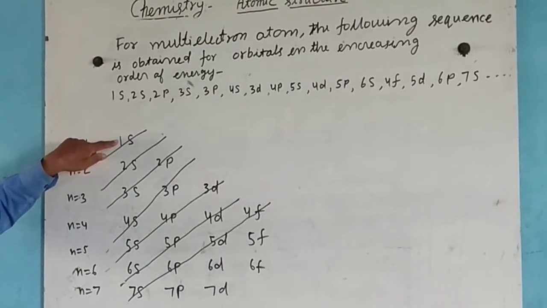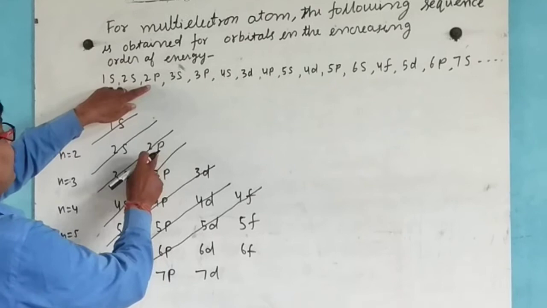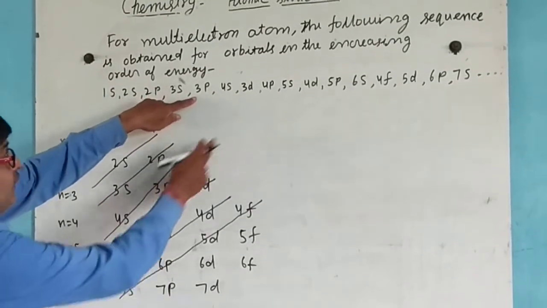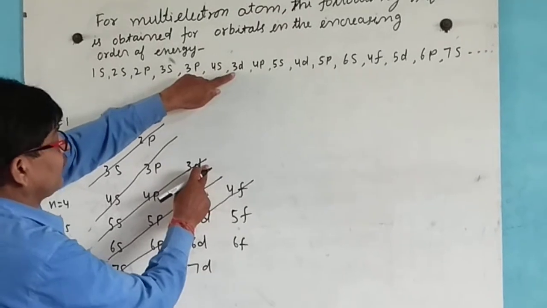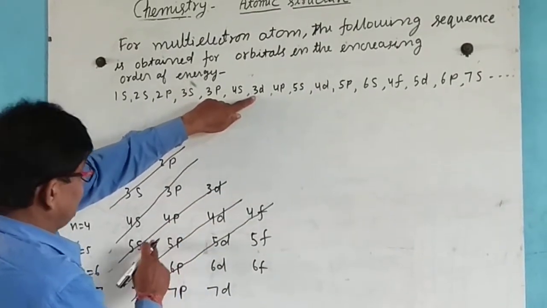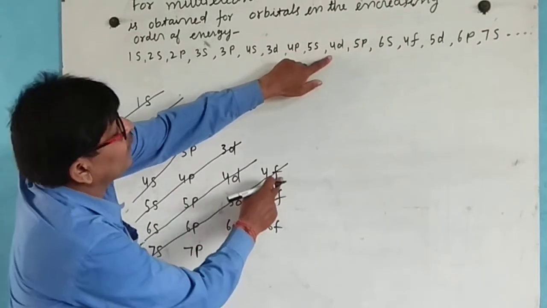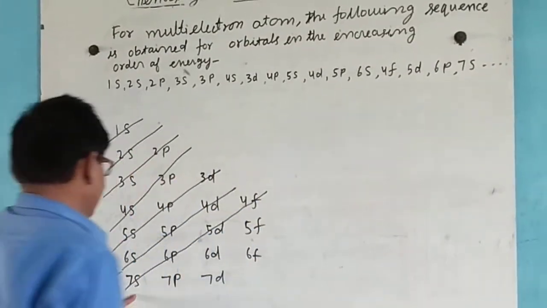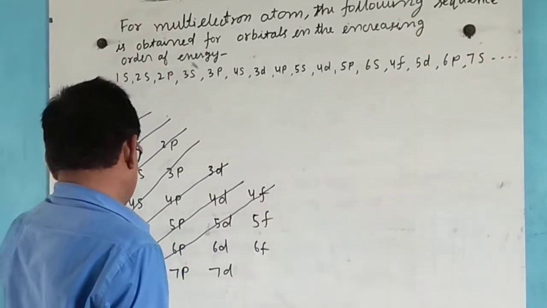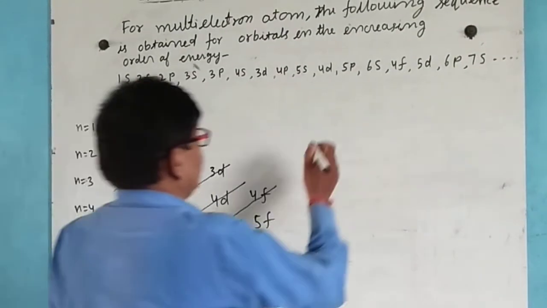Now we arrange here 1s, after that 2s, then 2p, 3s, then again we take from the right hand side 3p, 4s, then again 3d, 4p, 5s, after that 4d, 5p, 6s, after that 4f, 5d, 6p, 7s. Then this series is complete.